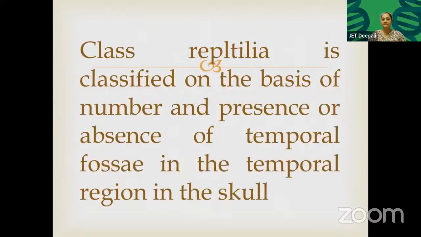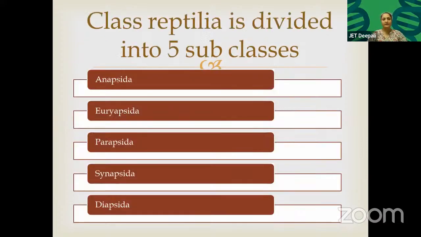Class Reptilia is classified on the basis of the number and presence or absence of temporal fossae in the temporal region of the skull. I have shown you what temporal fossae are. It is like a cavity here and here, one here, one here. This is called temporal fossa in the skull. So their division is based on this, whether it is present or not, whether it is two, whether it is single, whether it is superior, whether it is inferior. Class Reptilia is divided into 5 subclasses: Anapsida, Euryapsida, Parapsida, Synapsida, and Diapsida.